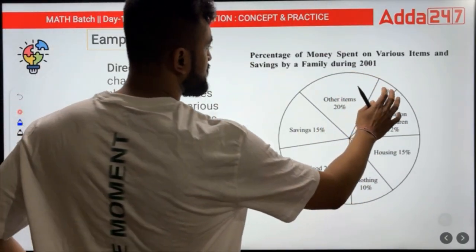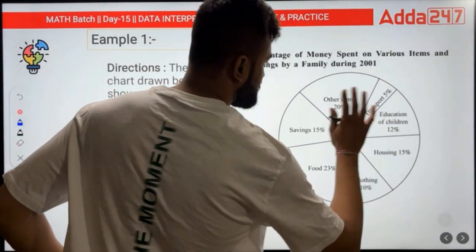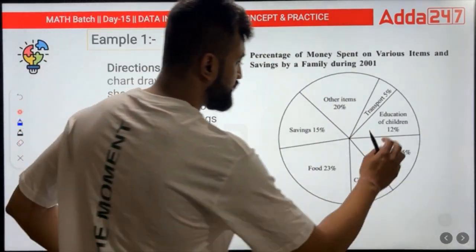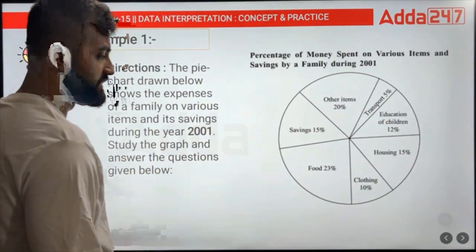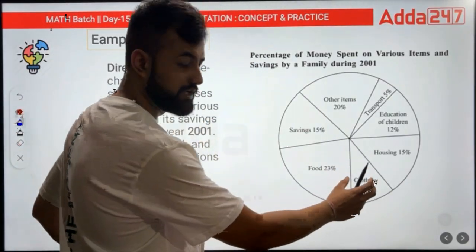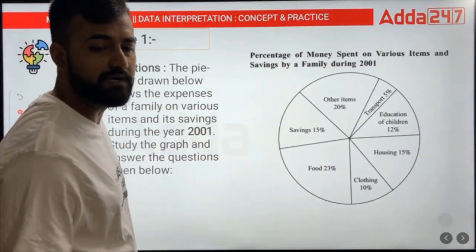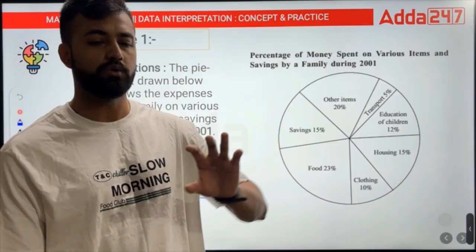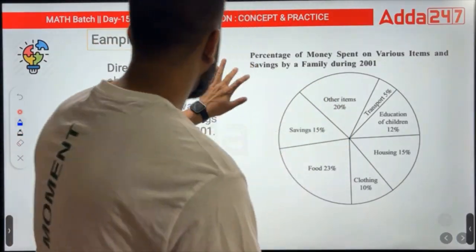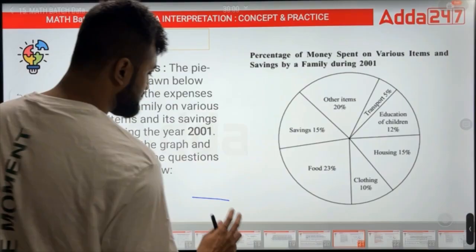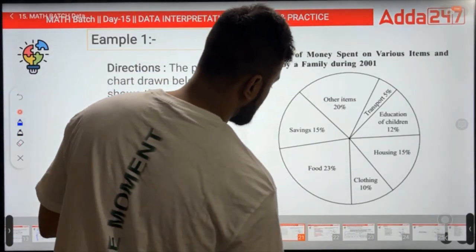So 5% goes for transport, 12% goes for education of children, 15% goes for housing, 10% goes for clothing, 23% goes for food, and so on. These are the data that they have given. Now based on this data, you just need to answer the given questions. Let's see the question. It's very simple, it's all data based. Now see.